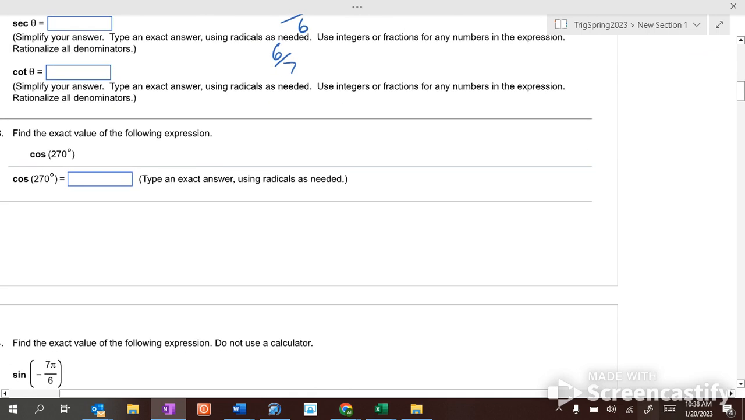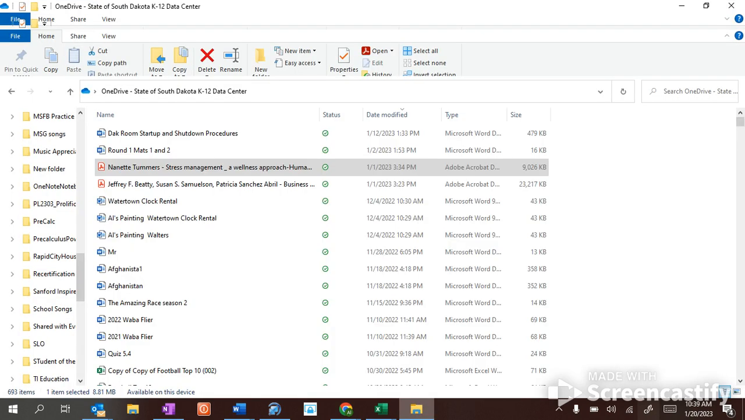Then, what we're going to do is figure out what would the cosine of 270 degrees be? Well, 270 degrees is right down here. Okay? So what we want to use is what's called the unit circle. What is the unit circle, you ask? Well, let's look at the unit circle.